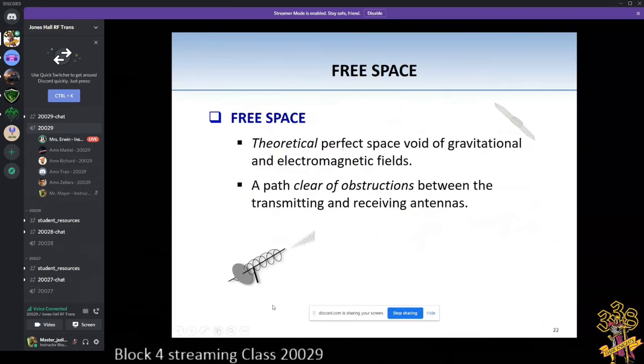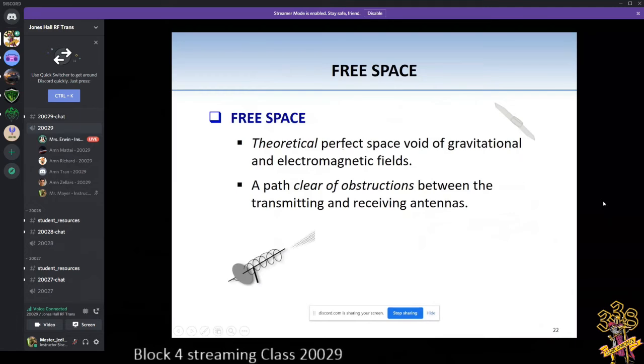This is your SATCOM antenna, and it's transmitting to this satellite. You know you have to have a line of sight or a direct path to that satellite. So between your transmitting antenna and the satellite is free space. There's no trees or buildings or anything in between here. That's free space, a path clear of obstruction between your transmitting antenna and your receiving antenna.